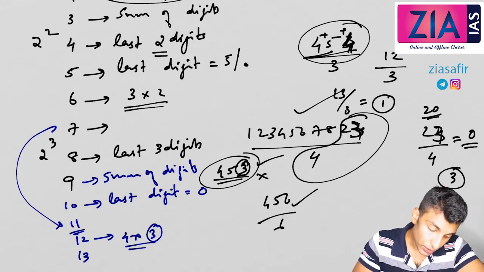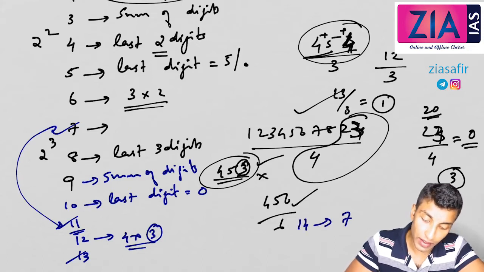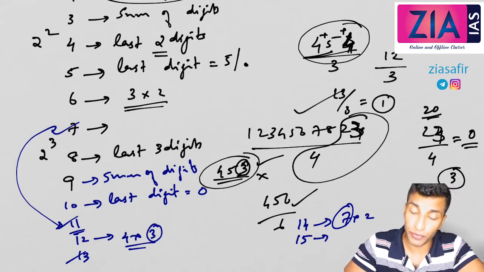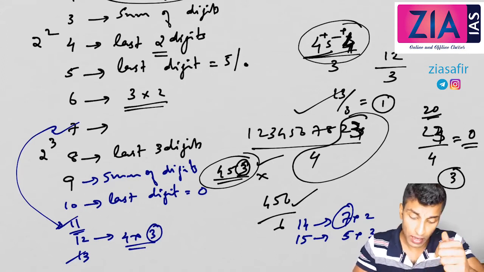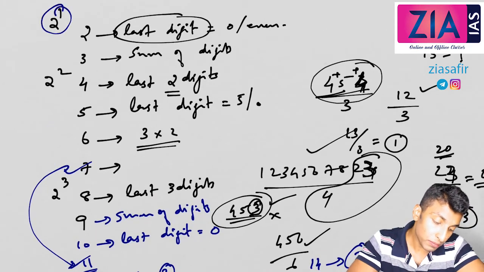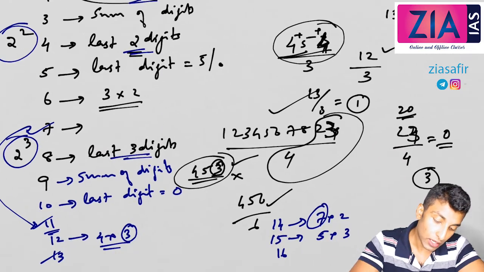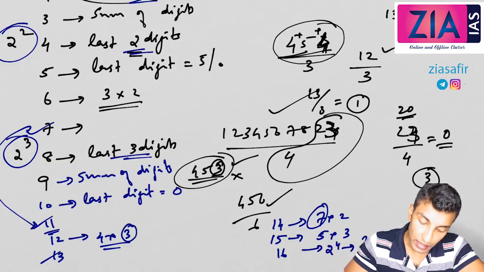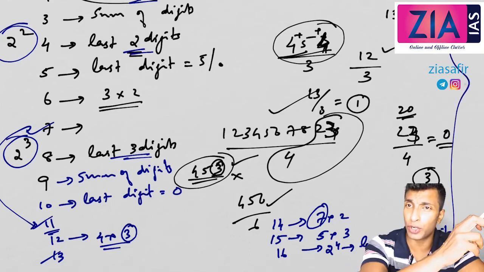Okay. 13. So 7, 13, 11 I will discuss together. 14 is 7 into 2. But you don't know 7, I'm going to discuss now. 15 is actually 5 into 3. You know 3. For 5, the last digit should be 0 or 5. For 3, the sum of digits should be divisible by 3. 16, see here, 2 raised to 1, last digit. 2 raised to 2, last 2 digits. 2 raised to 3, last 3 digits. So what is 16? 16 is actually 2 raised to 4. So 2 raised to 4 means last 4 digits. Okay, so these are the divisibility rules of the top 16 numbers.